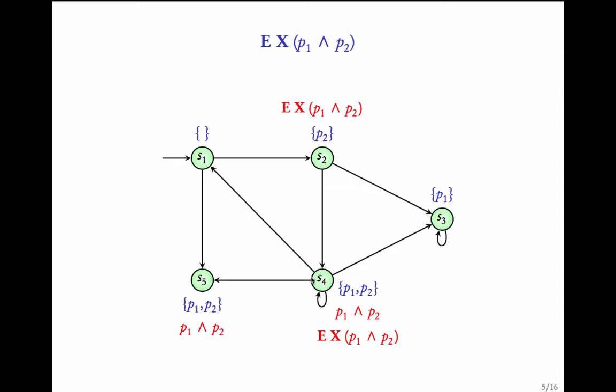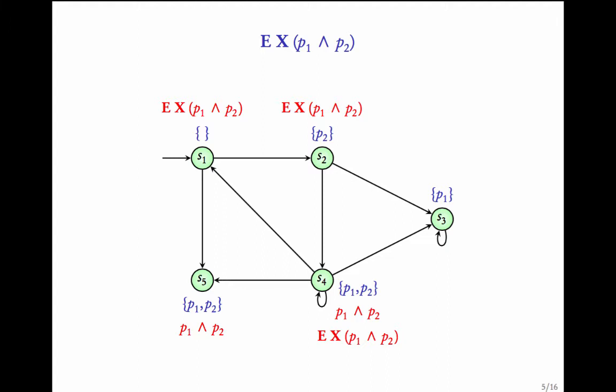We have looked at S4. Now look at S5. It is labeled by P1 and P2. Look at all incoming transitions. There are two incoming transitions, S1 and S4. S4 has already been labeled with EX P1 and P2. You need to label S1.